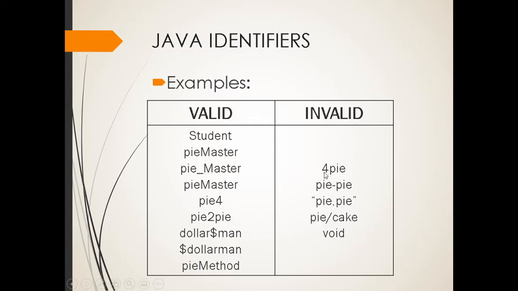Again, it's not allowed to put a number or a digit at the start. And also, you're not allowed to put a dash or a special character aside from the dollar sign and the underscore. You're not allowed to use a double quotation, a slash, and also void, because void is considered a reserved word. Okay?